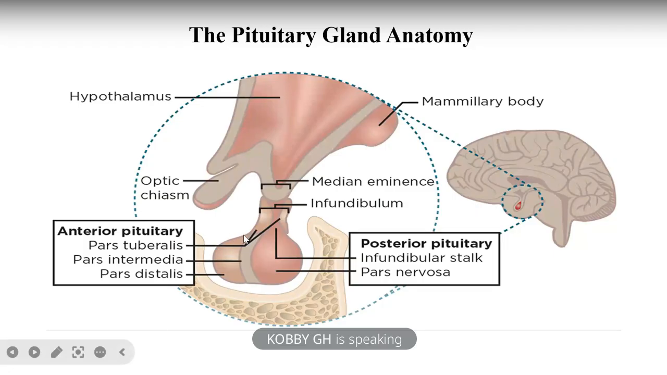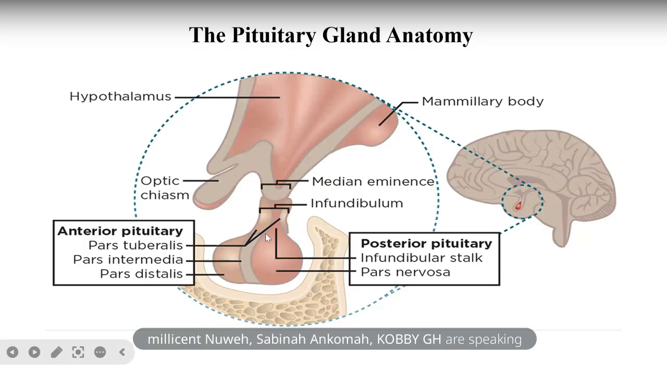Remember, pars tuberalis is closer to the infundibulum. Now the medial part, or the middle part, we call it the pars intermedia. And then the downmost part, we call it the pars distalis. But when we take the posterior pituitary, the body of the posterior pituitary, we call it the pars nervosa. Say pars nervosa.